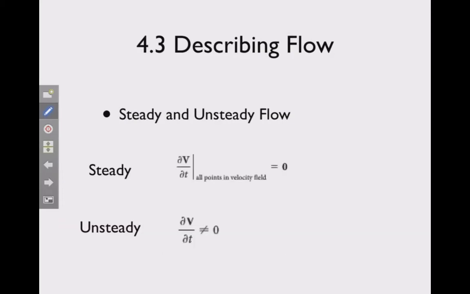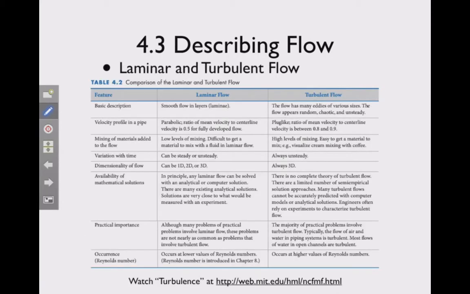Steady and unsteady flow are really given for all points within a velocity field, but now the partial derivative of the velocities is with respect to time rather than S. And so if in fact the velocity is not changing as a function of time at all points in the flow field, it's just a steady flow, then we have steady, and if it is changing, we have unsteady flow.